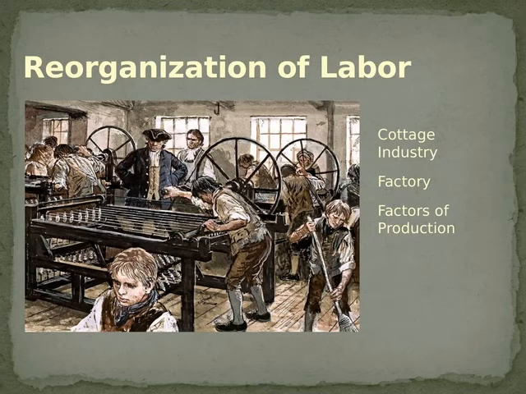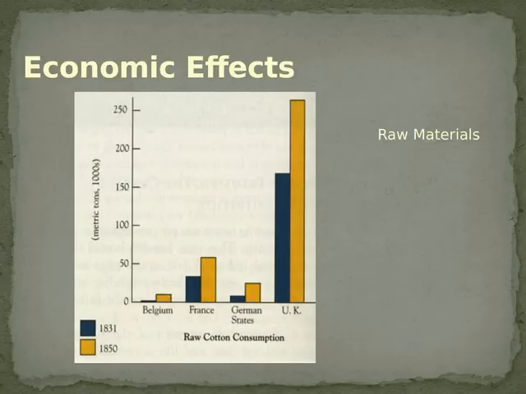Okay, well, this was all going to have an incredible effect. The fact that Britain could become so productive now meant that, unlike its competitors, the British were going to really become the workshop of the world. So, raw materials, here's raw cotton consumption. You can see that Britain, even though it was a pretty small country, was using way more than any of its neighbors. And that's because it was producing so much. It was producing for the entire world.